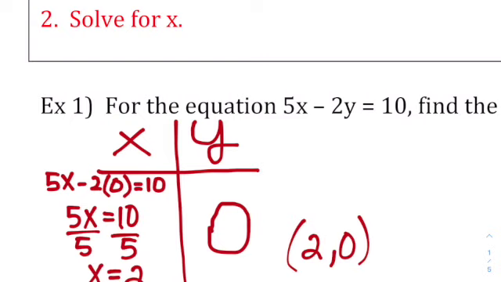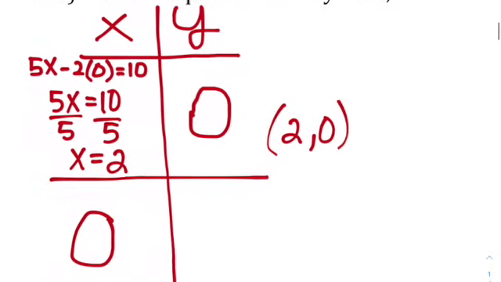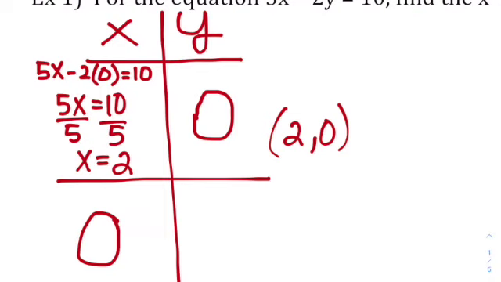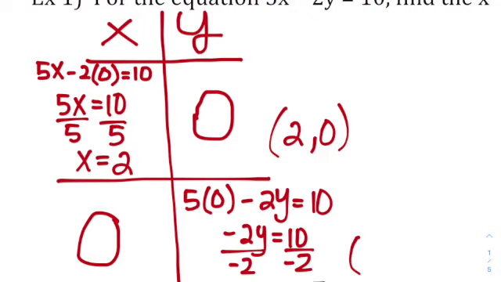And then the next one is going to be x equals 0. So if x equals 0, that's 5 times 0, and that's 5x minus 2y equals 10. 5 times 0 is 0, so just negative 2y equals 10. If you divide by negative 2 on both sides, y is equal to negative 5. And your ordered pair is going to be (0, -5).